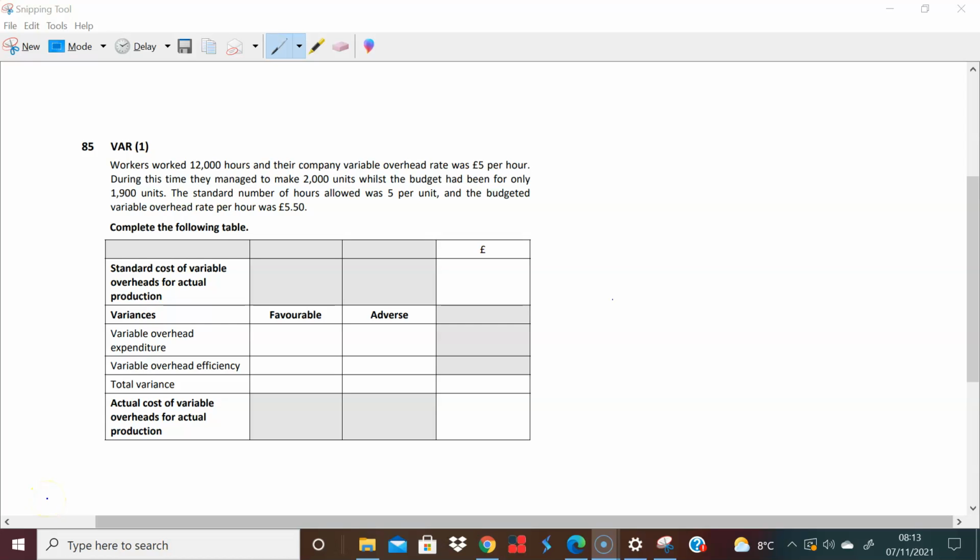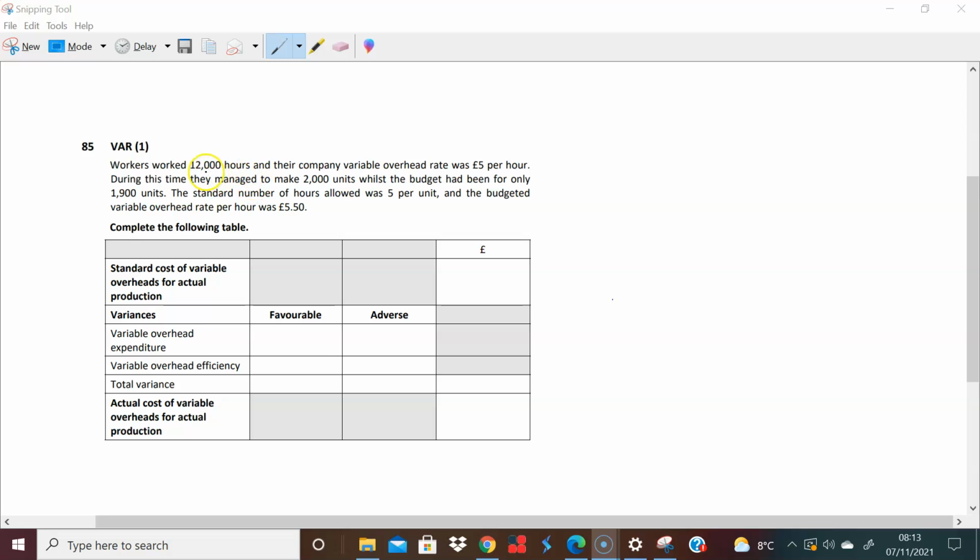Okay, so the first thing I want to say with all variable overhead questions that you ever get is that you should treat it exactly like you would labor. It's exactly the same principle because variable overheads are dependent on, or move with, the same activity as labor does. So it's exactly the same thing. There's literally no difference. Let's jump in.